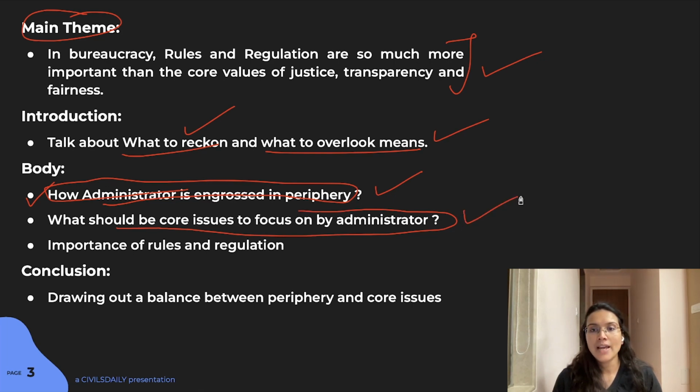So here you outline multiple core issues that the administrator should focus upon and write them down. You can talk about social justice, you can talk about accessibility to resources, right? The above example that we've used. You can talk about welfare for all, you can talk about accountability, you can talk about fairness. So whatever core values you think are required in bureaucracy, or as an administrator, you can bring those in. And finally, you can also balance it out.